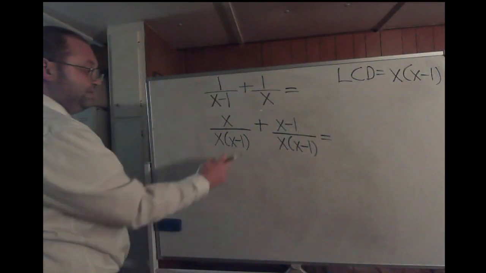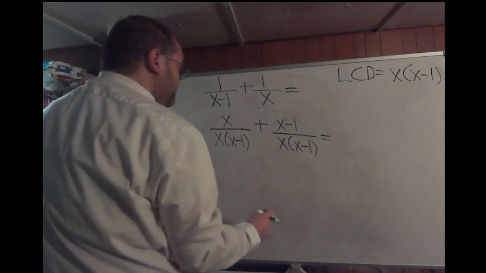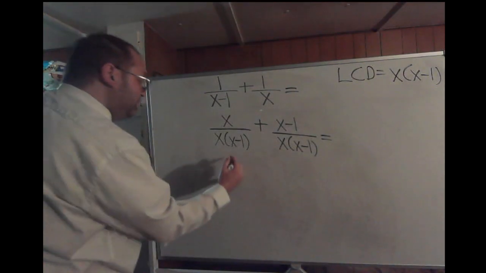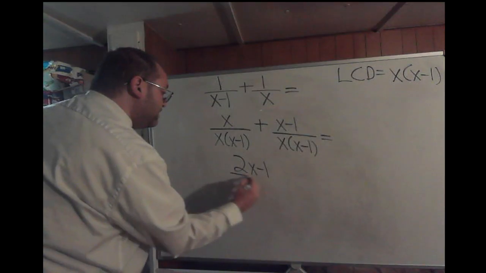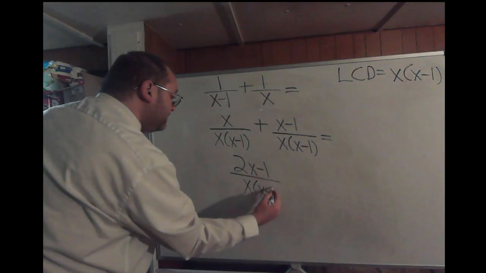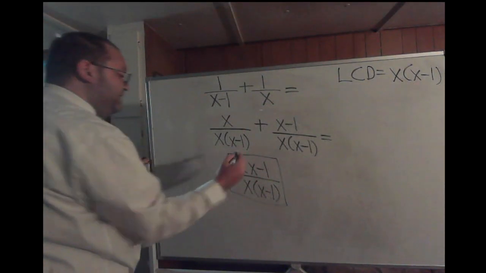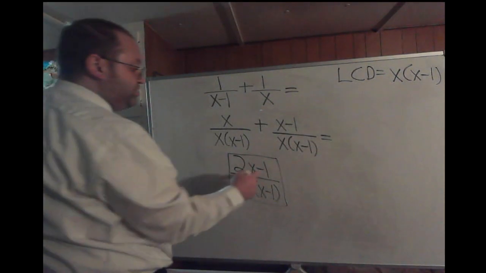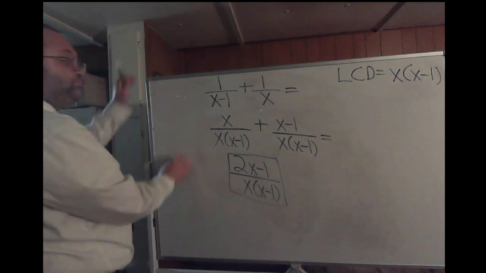Now we have the same denominator of x times x minus 1. We can go ahead and do the addition. X plus x minus 1, that's going to be 2x minus 1 all over x times x minus 1. And really, that's all we can do with it. We can't factor this any further, so you should get 2x minus 1 over x times x minus 1.